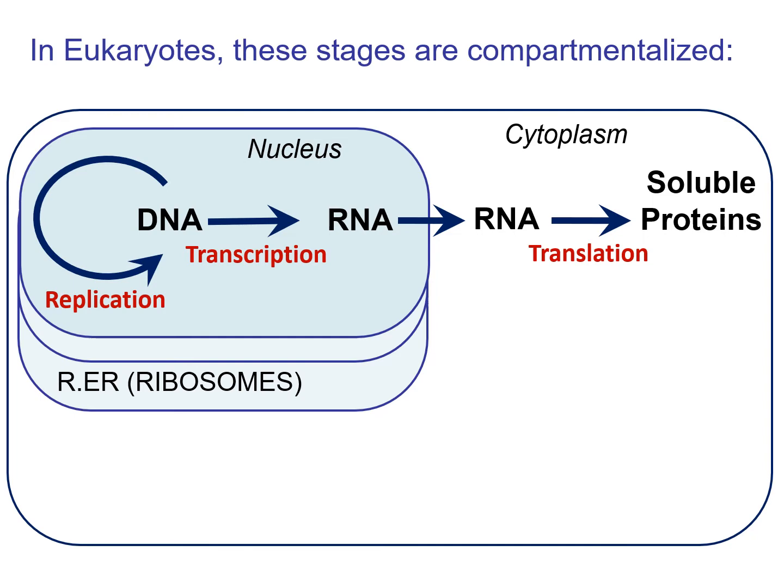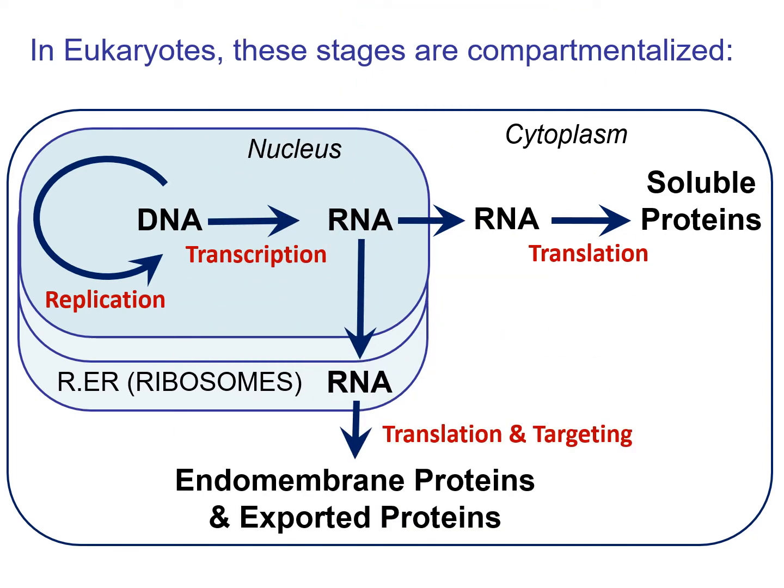But the ribosome, after it receives the RNA, might move to the rough ER. And if it moves to the rough ER, then it can pass the protein it's making into the lumen of the ER, or it can embed the protein into the membrane of the ER. After that, vesicles are going to transfer those proteins to the Golgi so they can be modified more, and then those proteins can be secreted so they can be exported, or they can become part of membranes in the cell, including the plasma membrane.